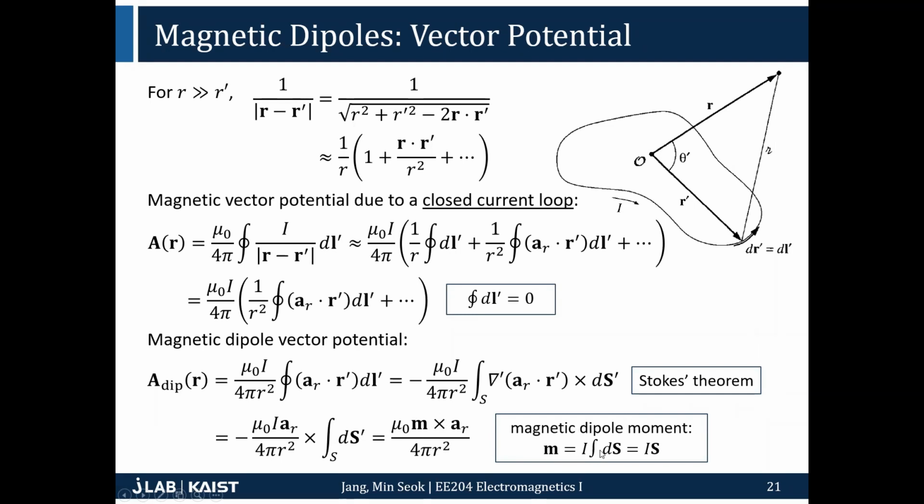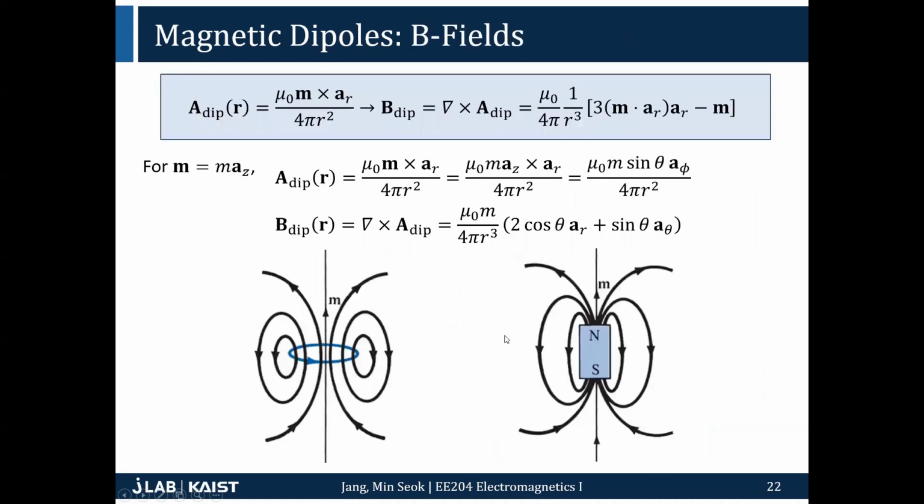Here m is the magnetic dipole moment. The magnetic dipole moment is the current multiplied by the vector surface of the loop. And when you decide the direction of the surface, you should follow the right-hand rule, right? So if your four fingers are aligned to the current direction, then your thumb is pointing in the direction of the surface. Okay.